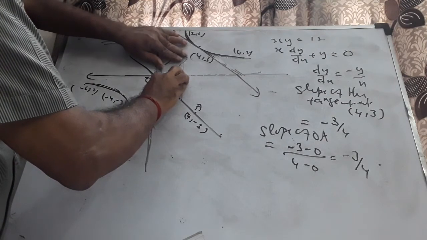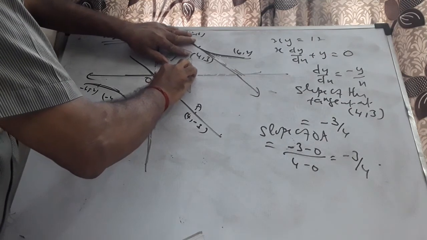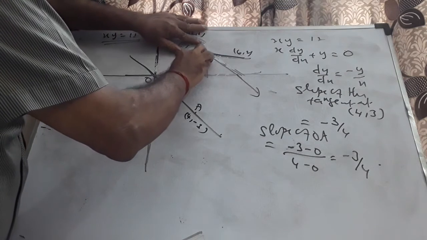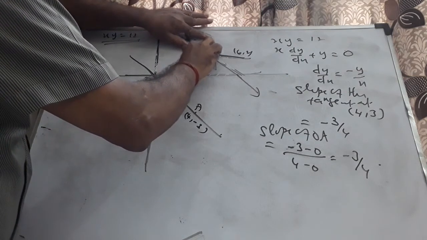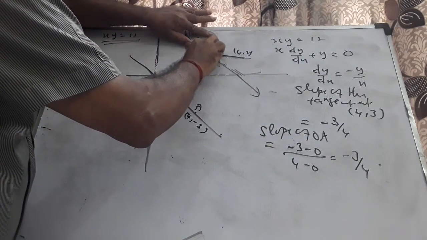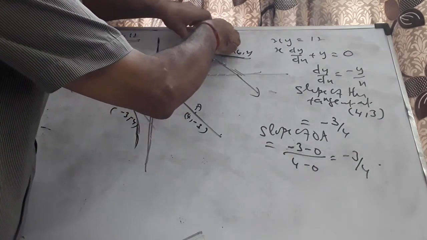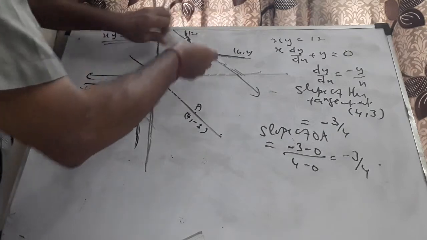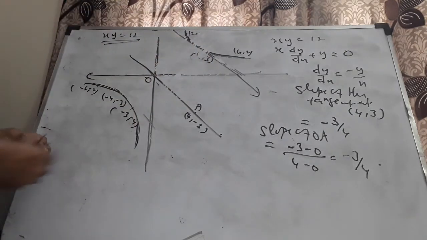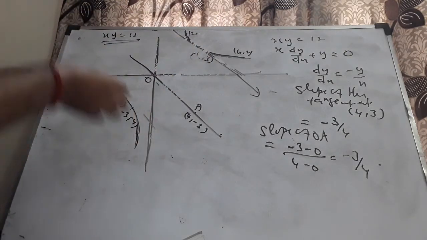I'll keep on moving my set square parallel to this until I reach the point (4, 3). Then at the point (4, 3), I'll stop and draw the tangent. That is how I draw the tangent at the point (4, 3). It gets matched automatically. Let me repeat.